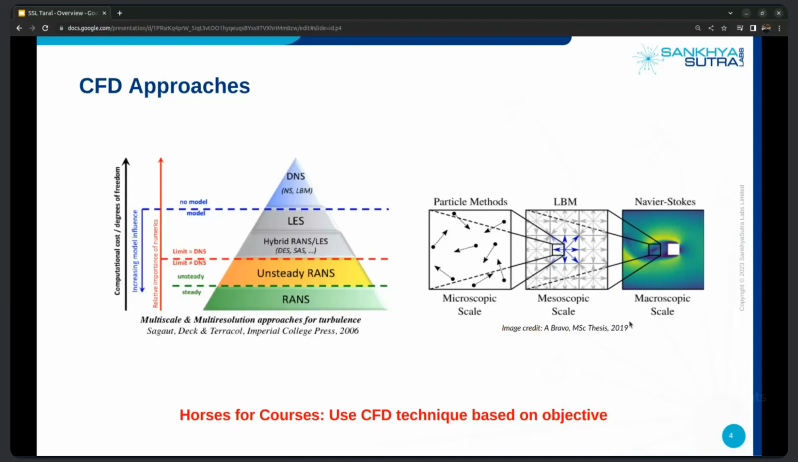So LBM is offered more as an alternative to LES than RANS, because RANS is going to give you very quick solutions, but they're not guaranteed to be very accurate. And our method is of a comparable scale to LES in terms of computational resources. And when it comes to accuracy, it is possible that you go to DNS levels without using any turbulence models.